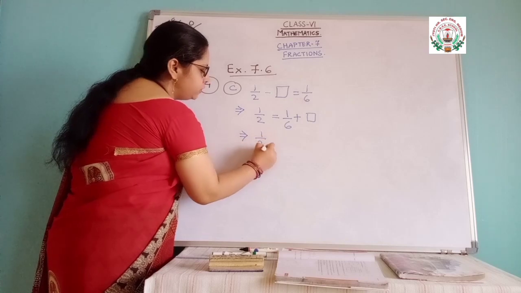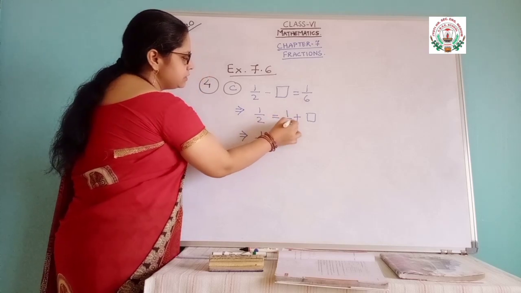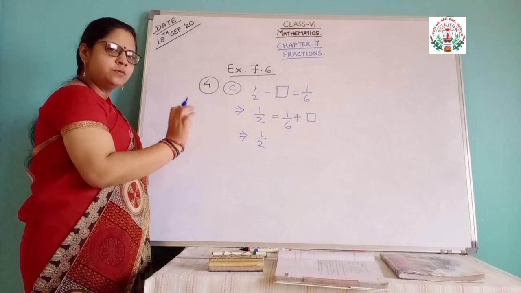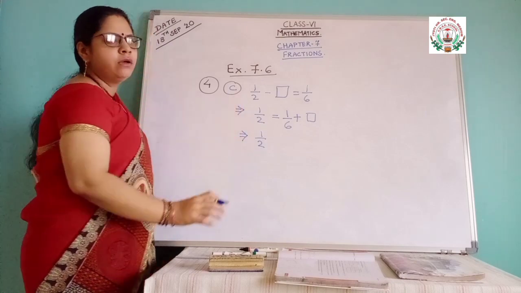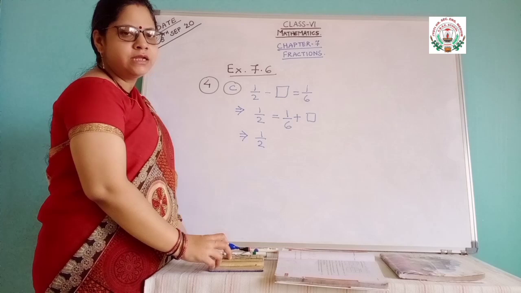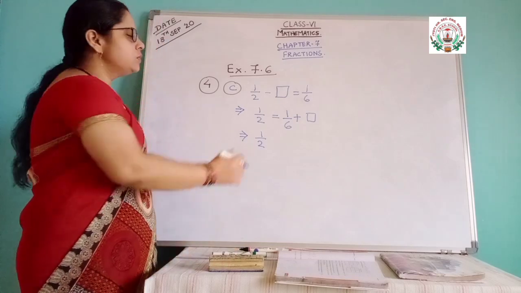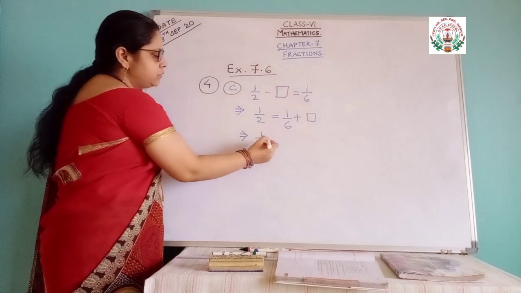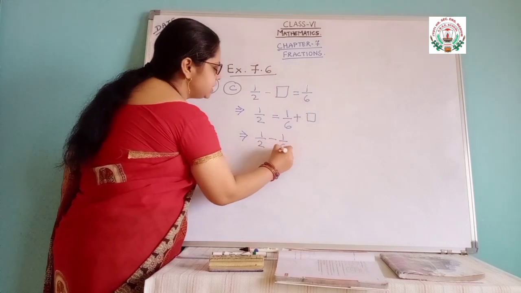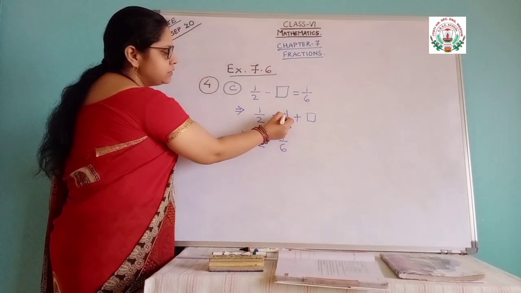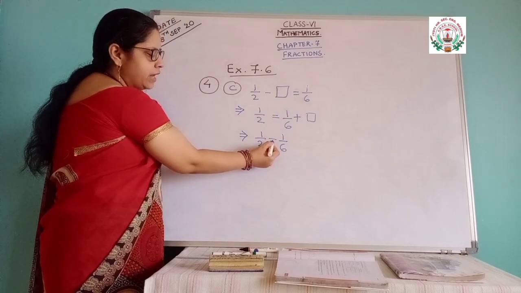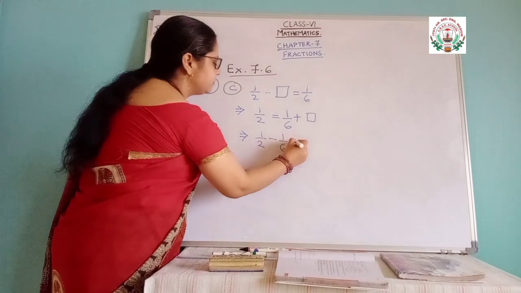So 1 by 2 is already here, and this does not have any sign, which means it has a positive sign. No sign means positive sign. Like 1 2 3, you are not writing plus 1 plus 2 plus 3, you are writing only 1 2 3. So no sign means positive sign. When you transfer it to the other side, it will change its sign to minus.